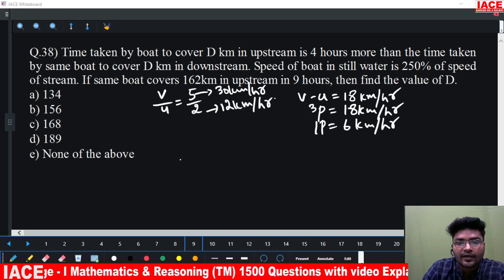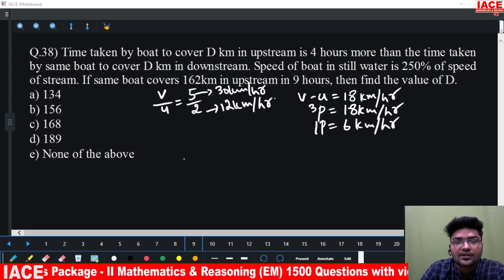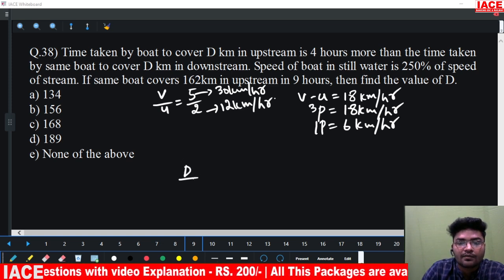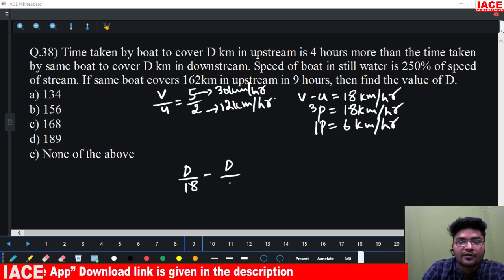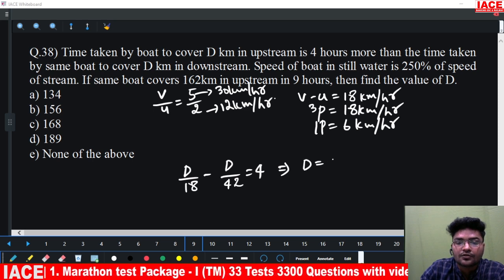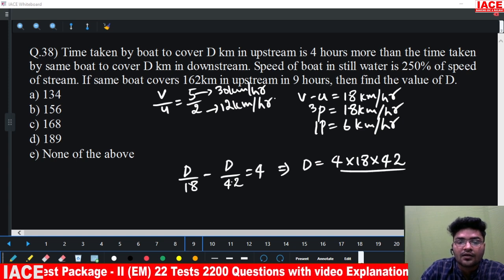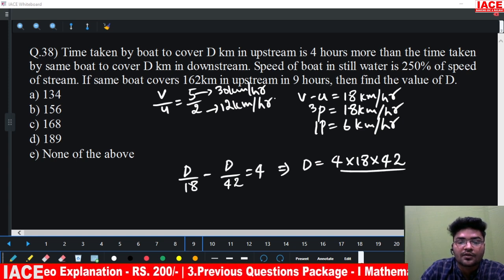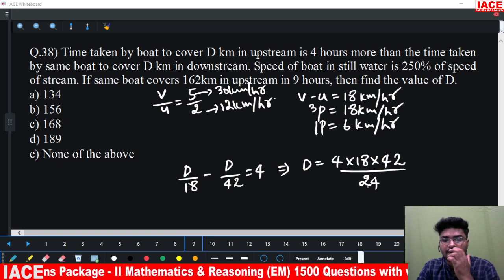Now, find the value of D. The time taken by boat to cover D kilometers in upstream, that means D divided by upstream speed, 18, minus D divided by downstream speed, 42, is equal to 4. So what do we get here? D is equal to 4 into 18 into 42 divided by, 42 minus 18, which is 24.